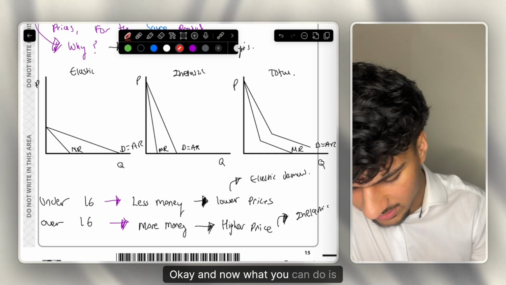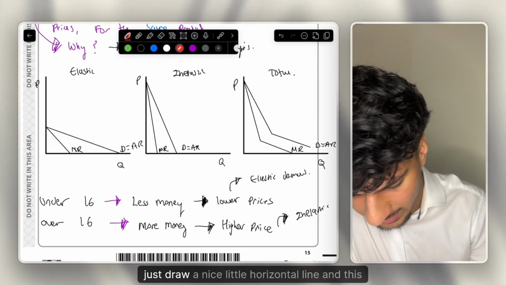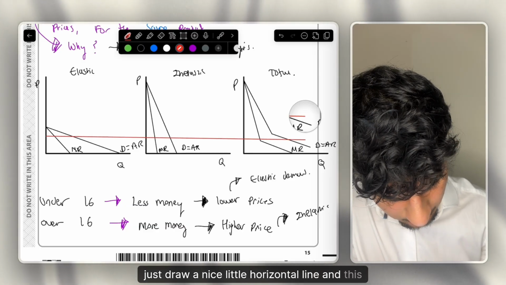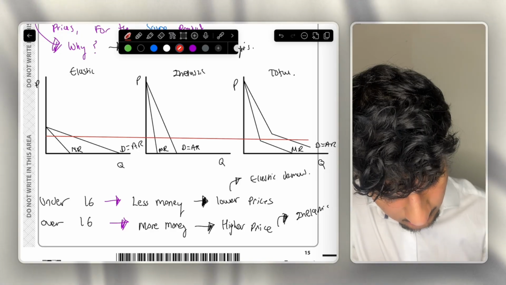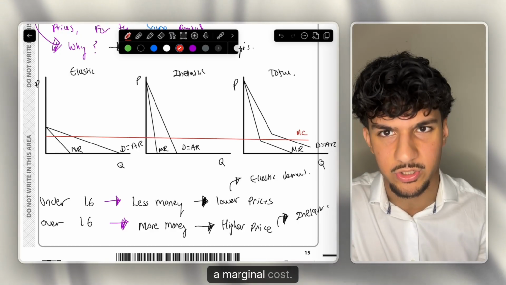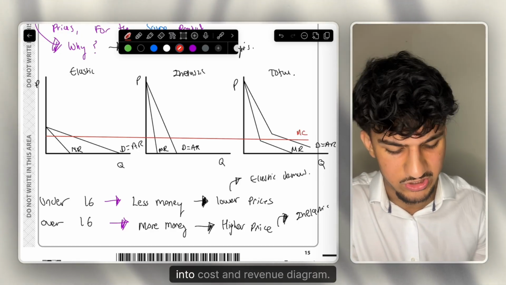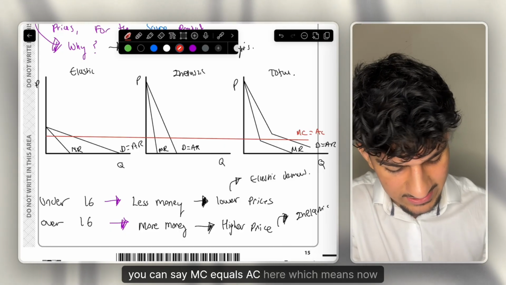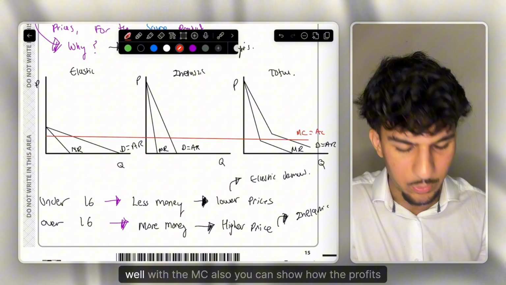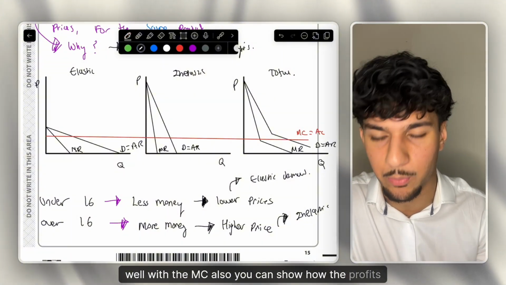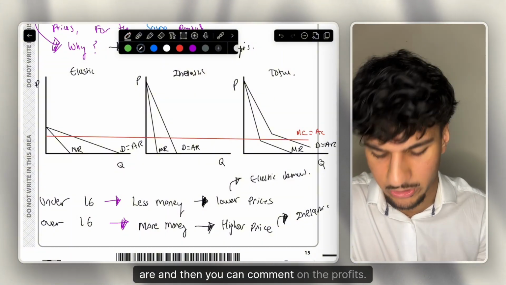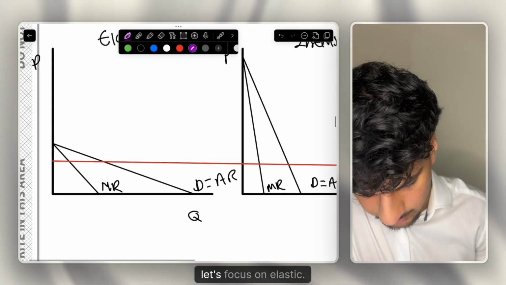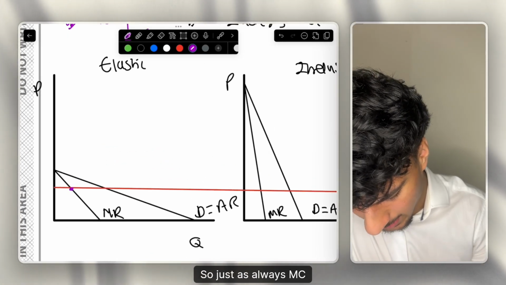Okay, and now what you can do is draw a nice little horizontal line, and this would now represent MC, marginal cost. So basically, like I said, we're making it into a cost and revenue diagram, and they also do accept you saying MC equals AC here, which means with the MC you can show how the profits are, and then you can comment on the profits. So let's focus on elastic. So just as always, MC.